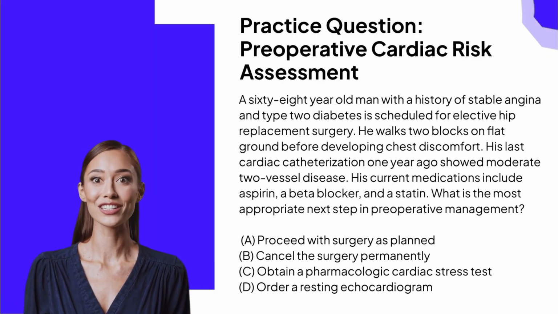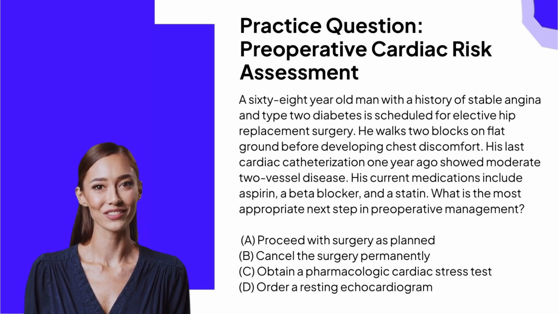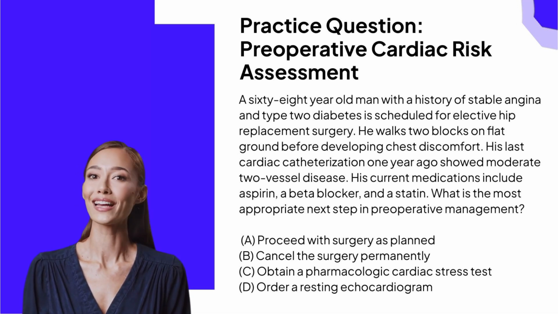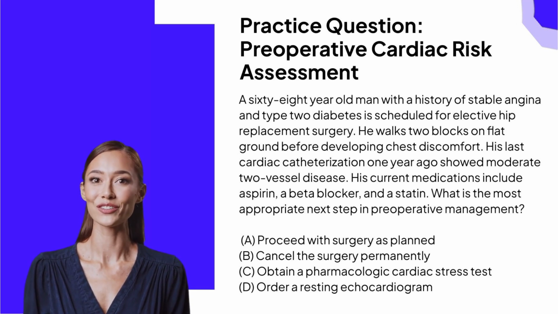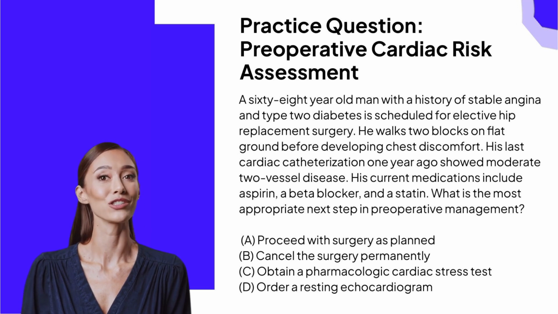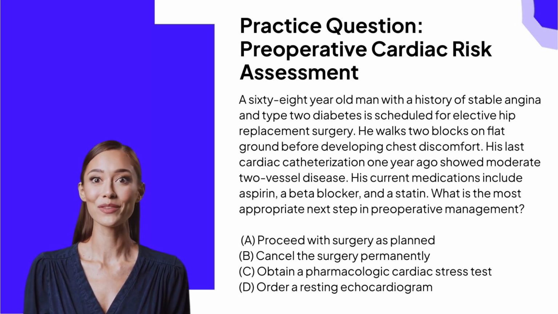Here is our first practice question. Read through this carefully. We have a 68-year-old man with stable angina and diabetes who is scheduled for elective hip replacement. He can only walk 2 blocks before getting chest discomfort, and his last catheterization showed moderate 2-vessel disease. The question asks for the most appropriate next step in preoperative management. Take a moment to think about what you would choose before we walk through the answer on the next slide.